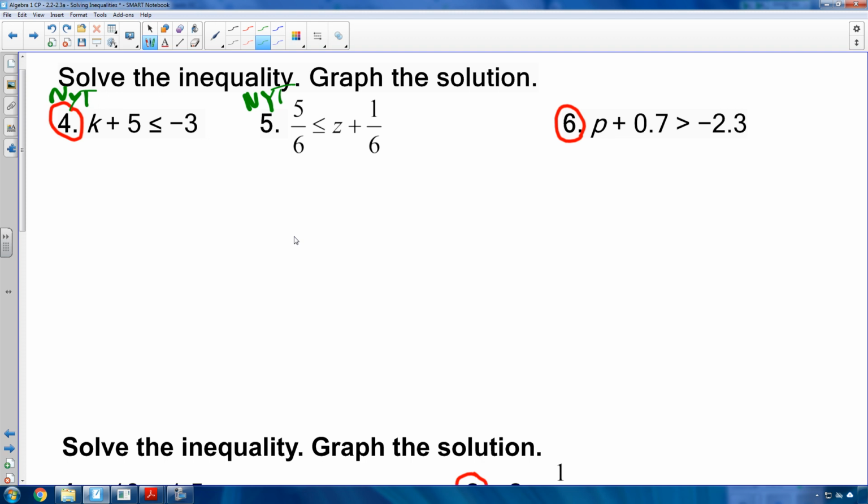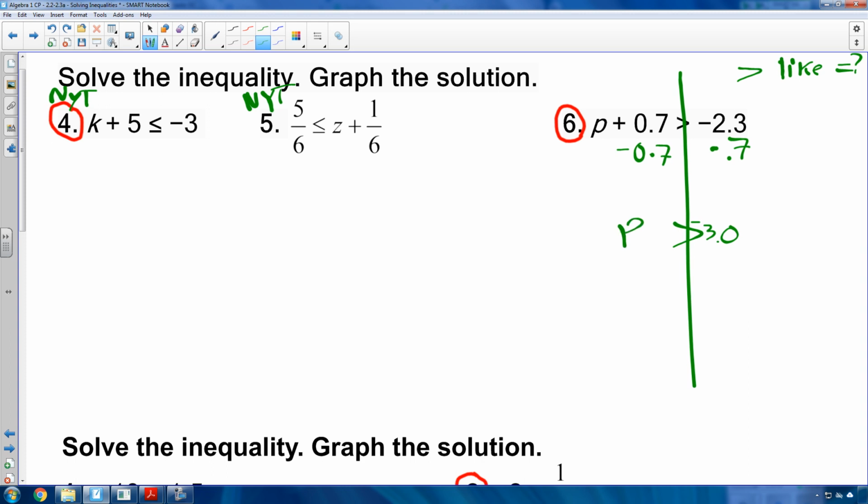We're still doing the same thing as if it's an inequality. This is like an equal sign. When we subtract the 0.7 here, we get greater than negative 3.0. So p is greater than negative 3. In this case, we'll make a number line, and we'll go to negative 3. Maybe we'll put 0 on there, maybe we'll put negative 6 on there. We want to go greater than negative 3, so greater is to the right. Less is to the left, greater is to the right.